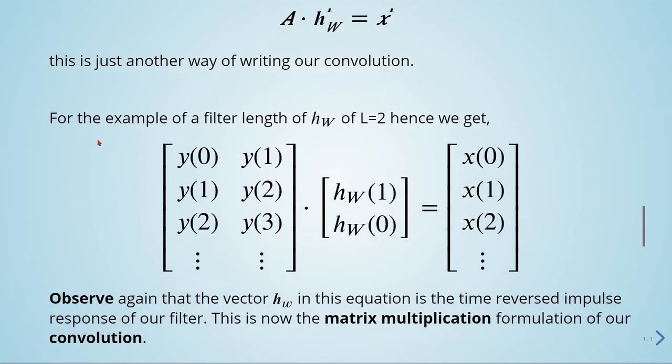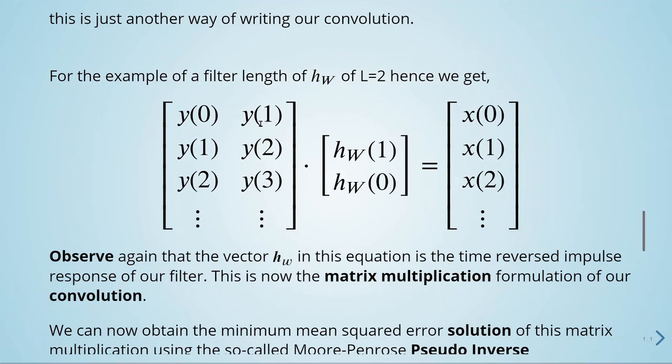For example, if we have a filter of length 2, and this is h_W, we have here our matrix of the distorted signal. We will multiply it with this filter h_W, and we will get our x. Observe again that the vector h_W in this equation is the time reversed impulse response of our filter. This is now the matrix multiplication formulation of our convolution.